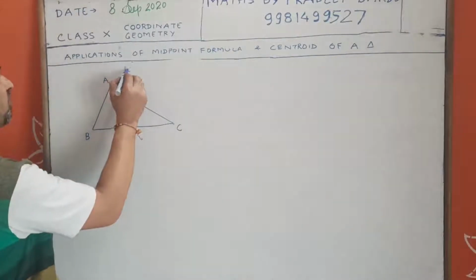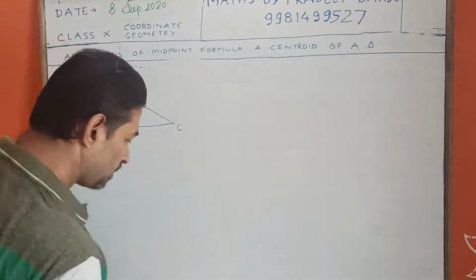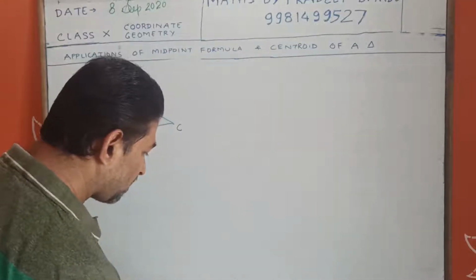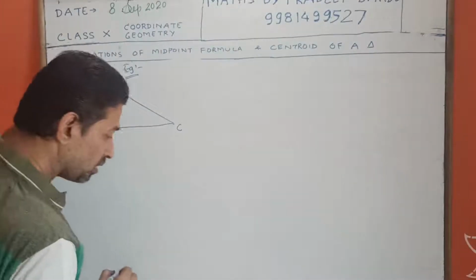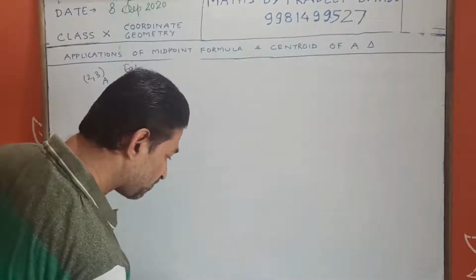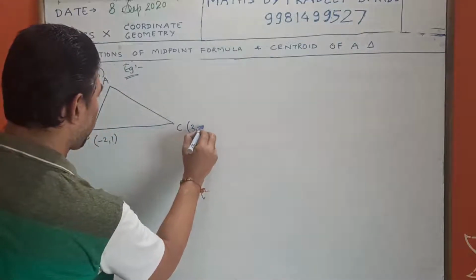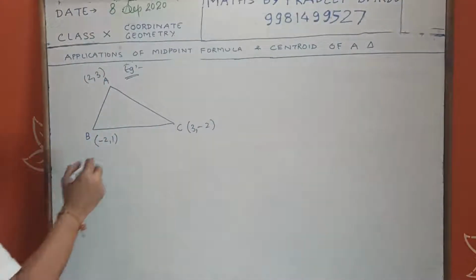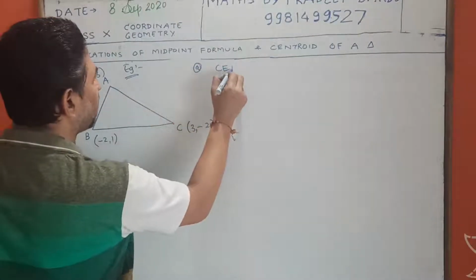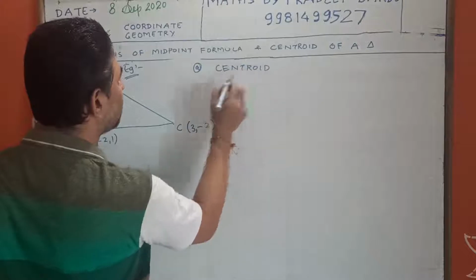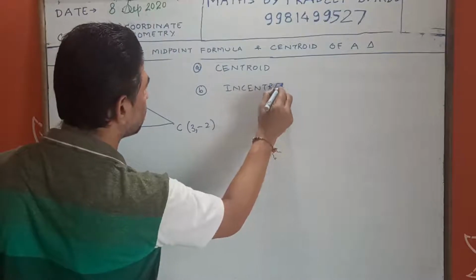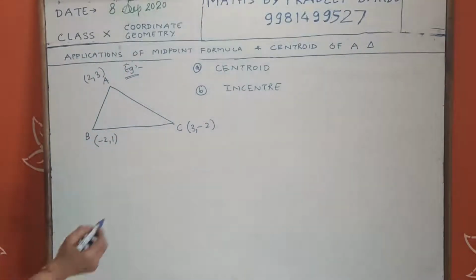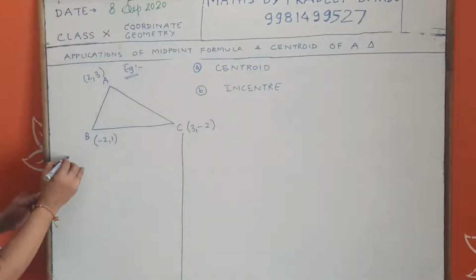Let's take an example to find the incenter of a triangle. Coordinates of A are (2, 3), B (minus 2, 1), and C (3, minus 2). You have to find out, first part, the centroid of the triangle, very easy one, and second part, the incenter of the triangle. First let's find the centroid of the triangle.